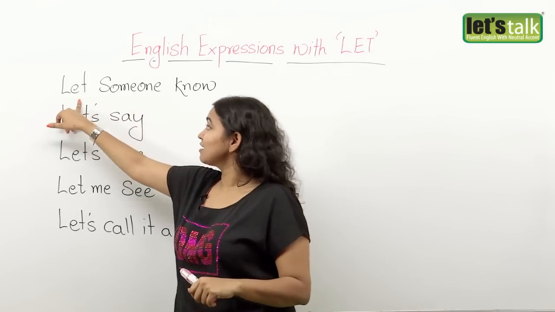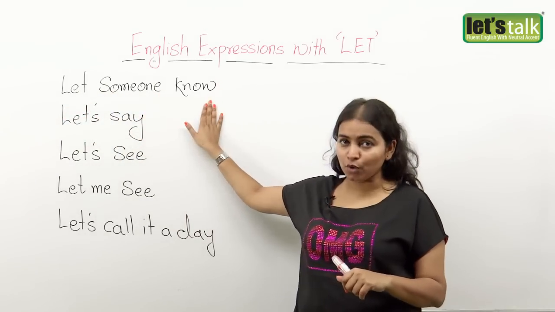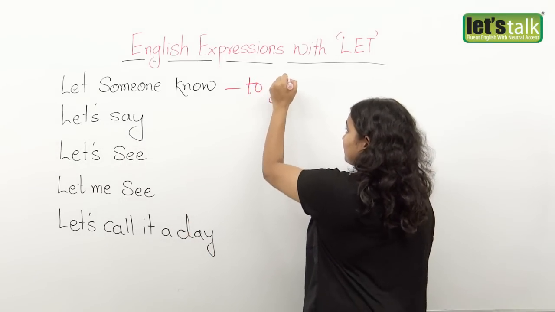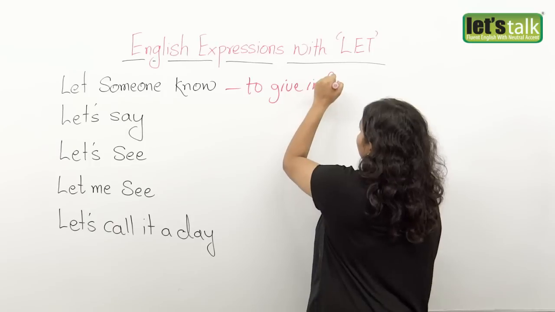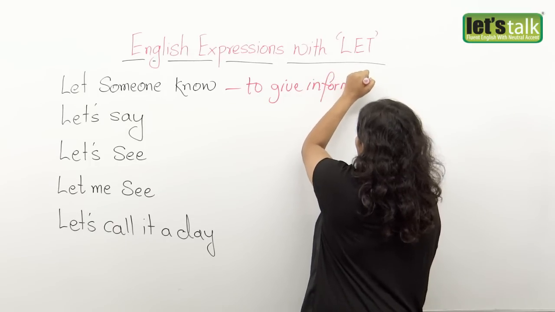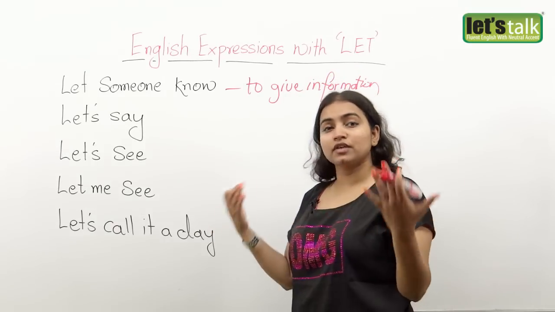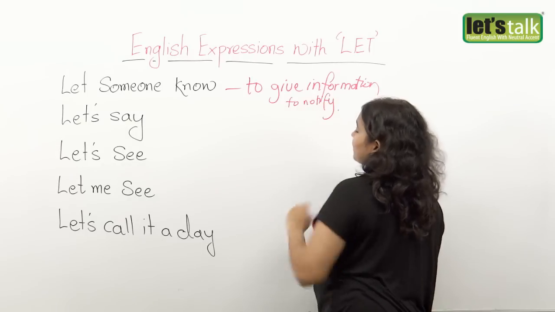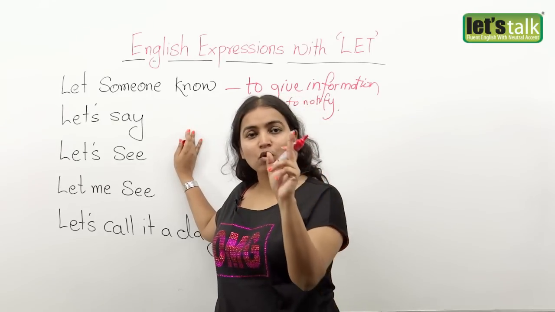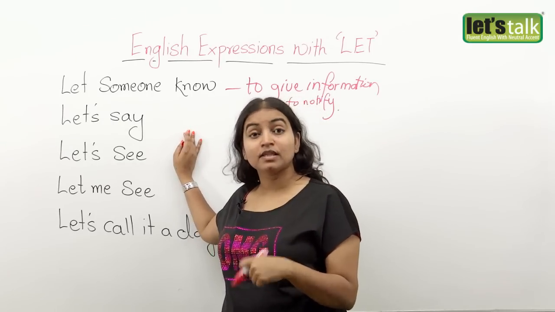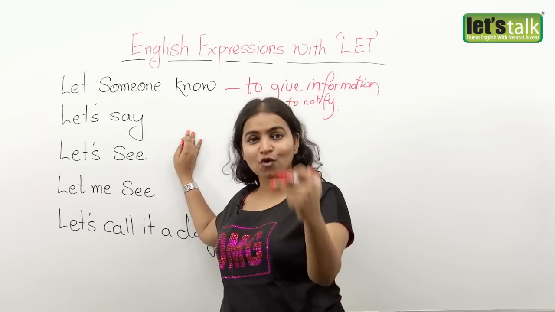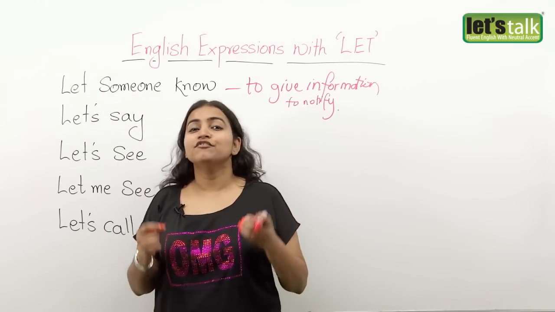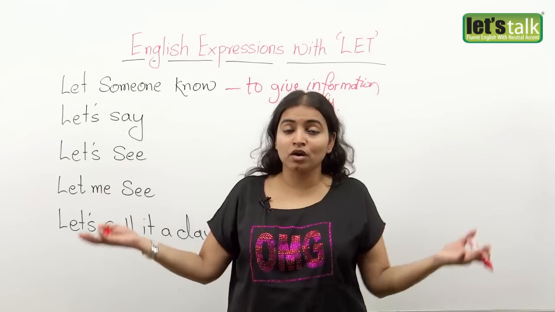The first one is to let someone know. To let someone know basically means to give information, or shall I say to notify someone, to give notification. Okay, so I can say, let me know if you want to come out for a movie tonight. Let me know if you would like to see a doctor today. So letting someone know is giving someone information or notifying them about someone or something.